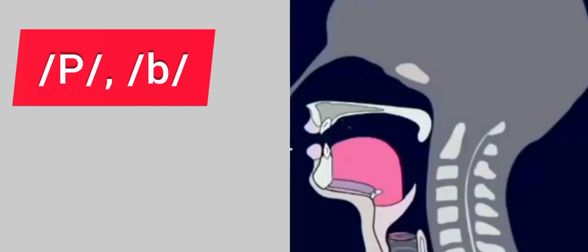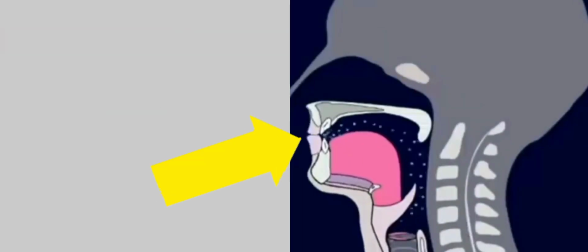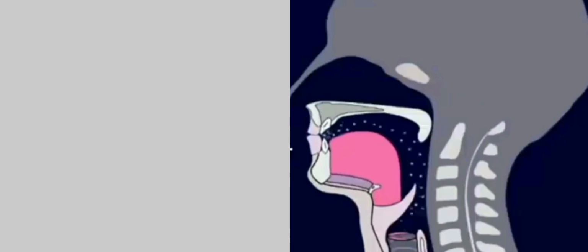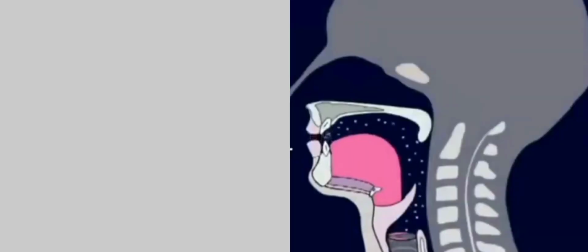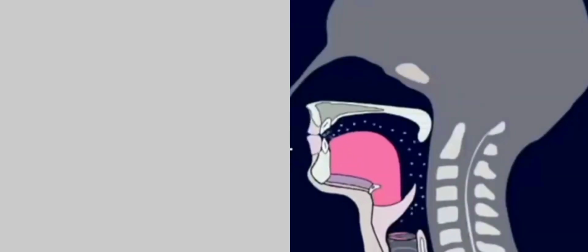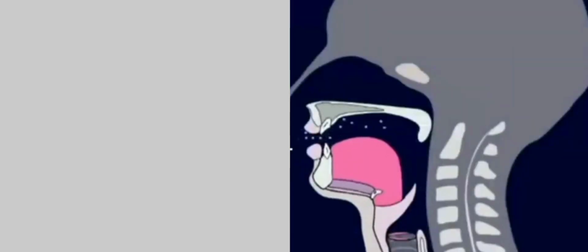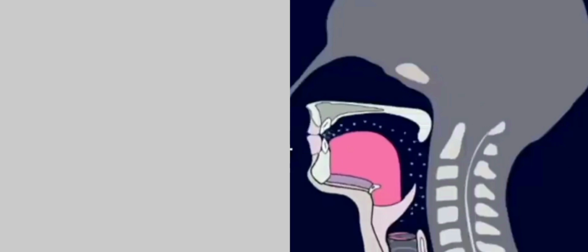Now, I'm going to show you how they are pronounced. In the animation, we see that for pa, ba, the 2 lips touch each other tightly. The air is compressed and the lips separate suddenly. As a result, air passes out with plosion. Pa, ba.